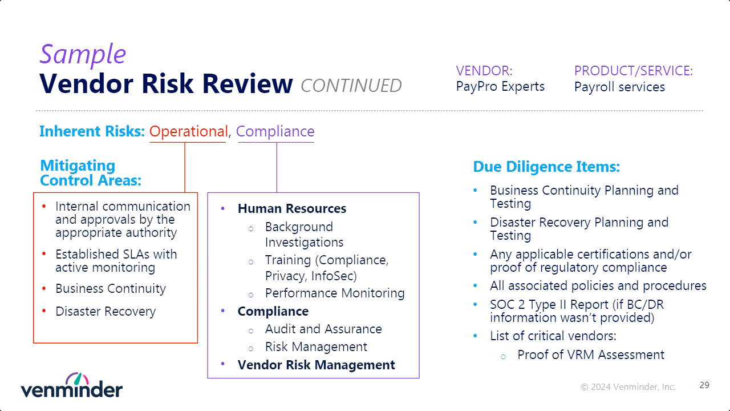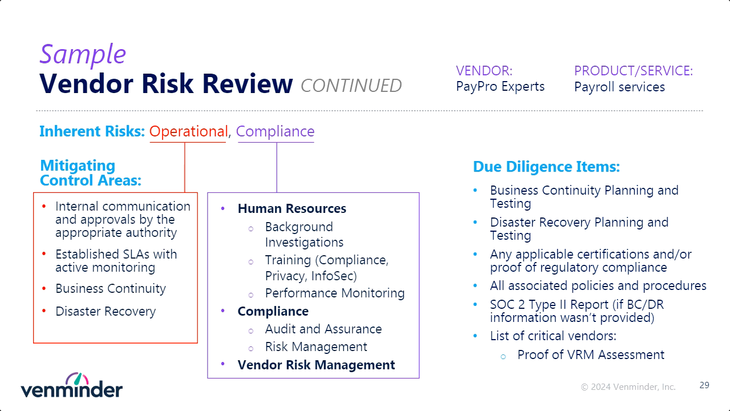First, I'm going to look at operational and compliance risk. And underneath each of those risk types are those mitigating control areas. And remember that these are the areas that the vendor should have controls in, which should mitigate that risk. For operational risk, you're looking at those control areas of internal communication, established SLAs and active monitoring, and business continuity and disaster recovery.